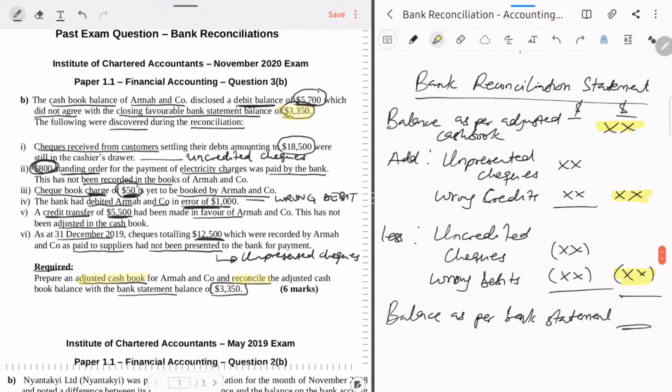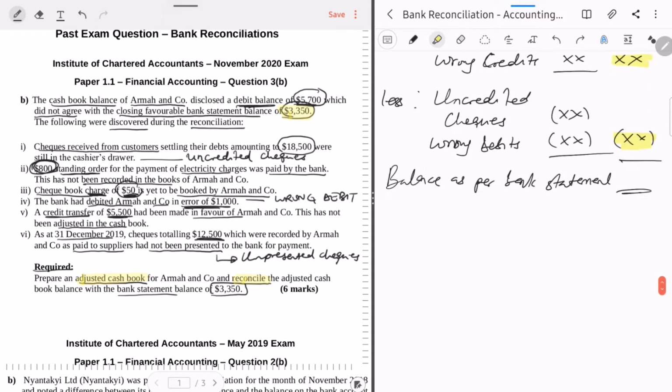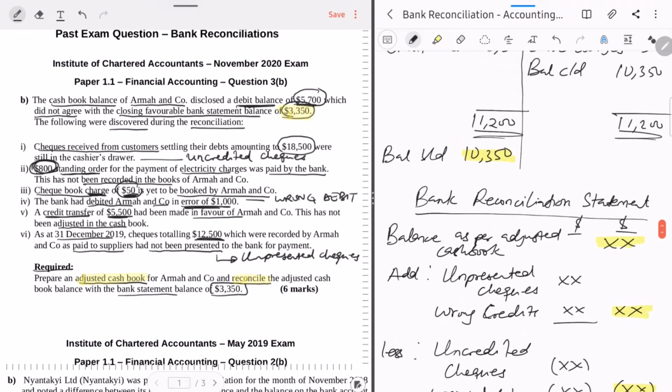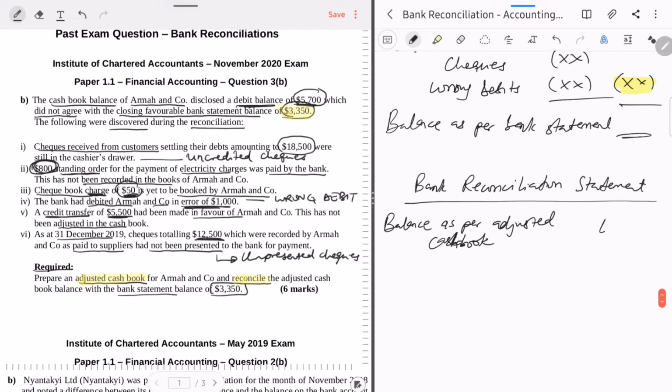Use this to remember this format. So now that we know this, let's plug in the numbers. So let's prepare a bank reconciliation statement. We have all the figures we need, right? So balance as per adjusted cash book. What do we have right here? Can you see? 10,350. So can we pick that figure and bring it here. 10,350.